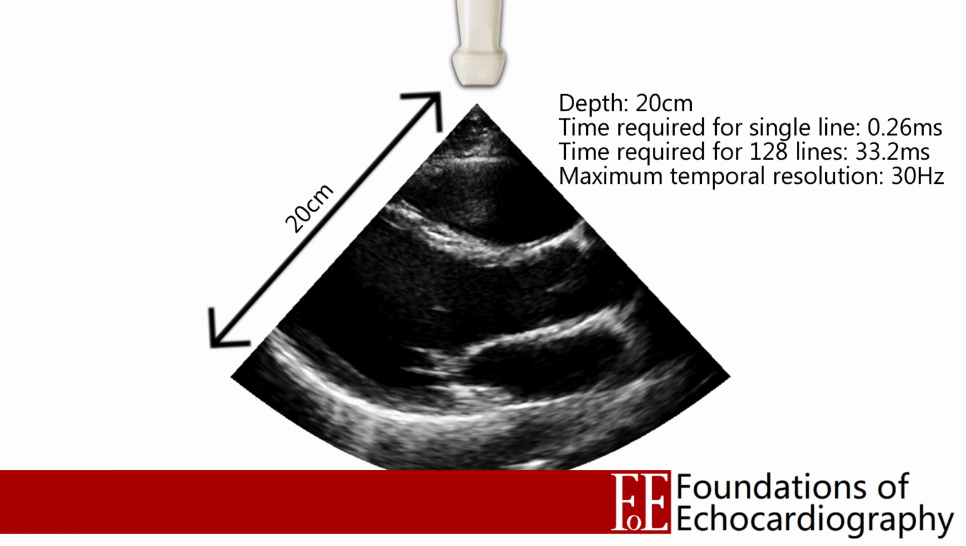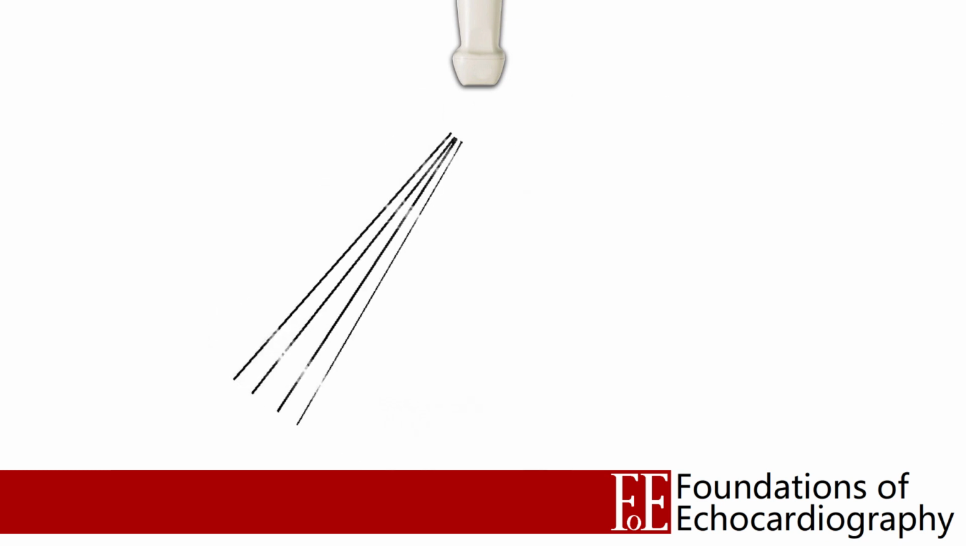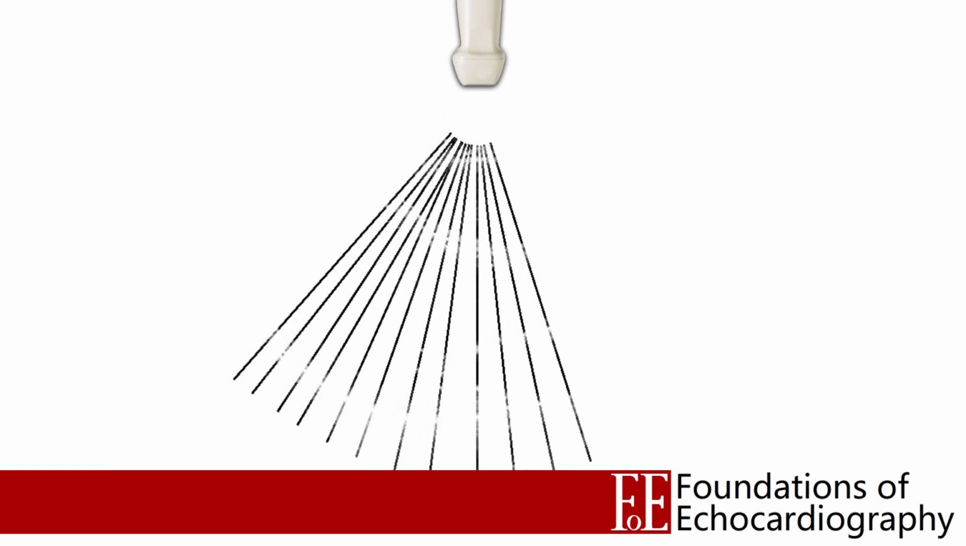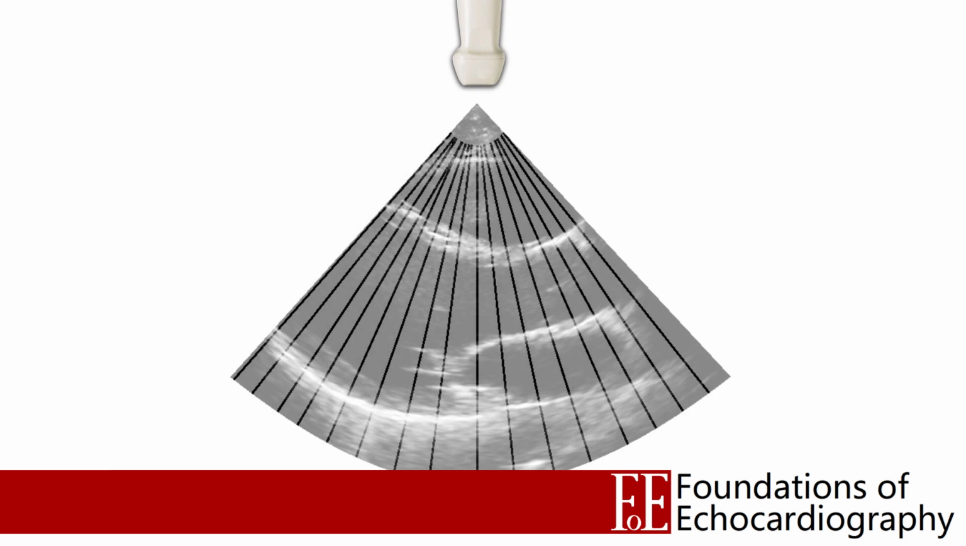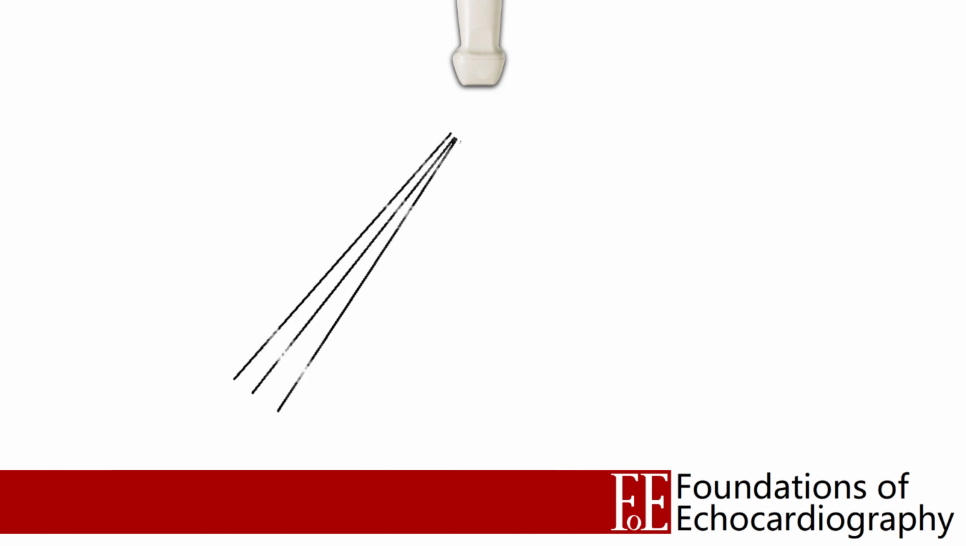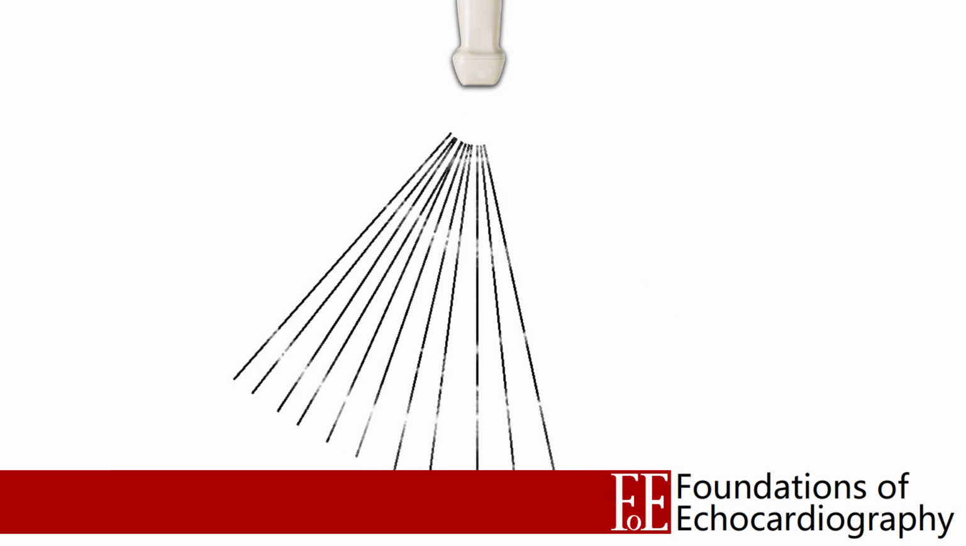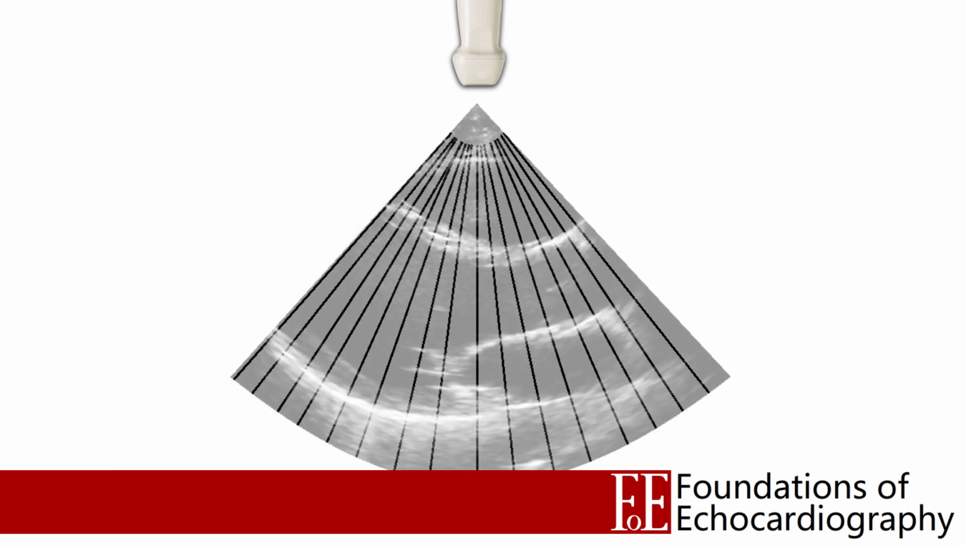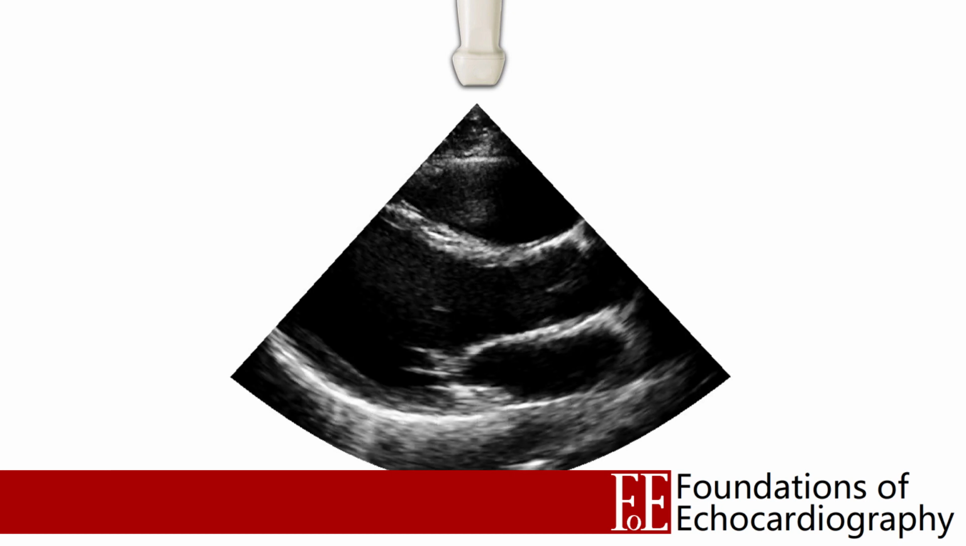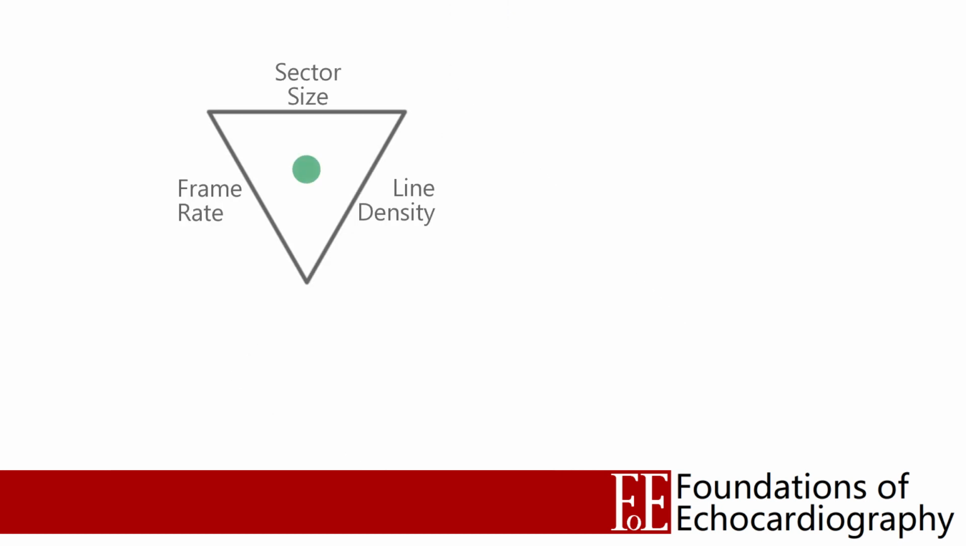We can do this a total of about 30 times per second, and so our frame rate, or our temporal resolution, is 30 Hz. So we're going to sweep lines from one side of our sector all the way around to the other side of the sector, and then we've filled that sector with lines. We're going to average the gaps in between, create a single two-dimensional image, and then we're going to start that whole process all over again in order to create the next frame in our sequence.